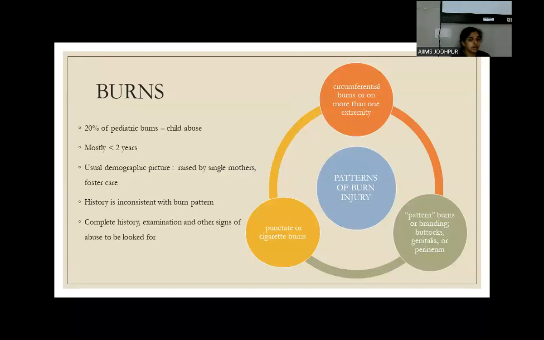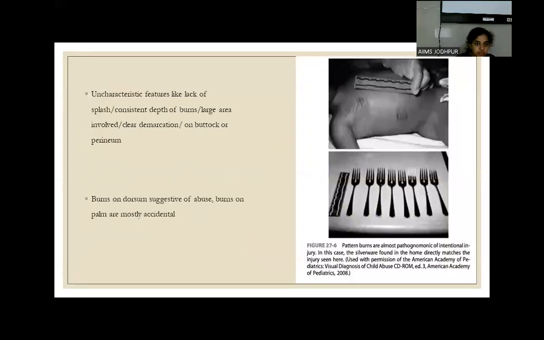Coming to burns, in 20% of the pediatric patients who present with burns, it may be a result of child abuse. Mostly it is seen in children less than 2 years. The demographic picture usually seen are the children raised by single mothers who are in foster care, and the history is mostly inconsistent with the pattern of the burn sustained. When this child presents to us, the history, examination, and other signs of abuse are also to be looked out for. The pattern may be circumferential burns, or it can be on more than one extremity. It can be punctate or cigarette burns, or there may be patterned burns that is also called branding, either on abnormal areas where you do not suspect burns, such as the buttocks, genitalia, or the perineum.